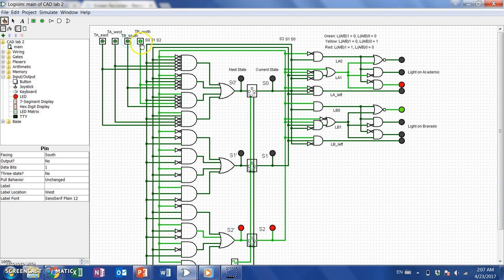And if there are no more cars moving on Bravado, the light on Bravado will turn yellow and then red, and the left turn signal will also turn on. And here it's basically the same principle.